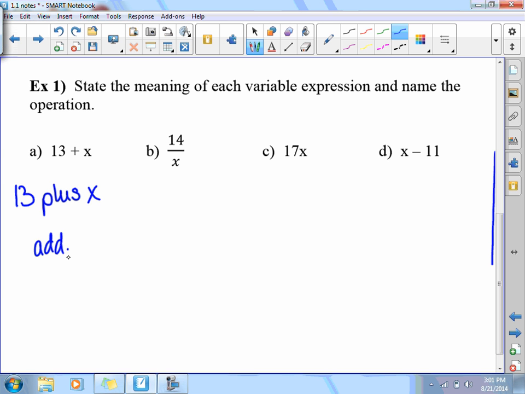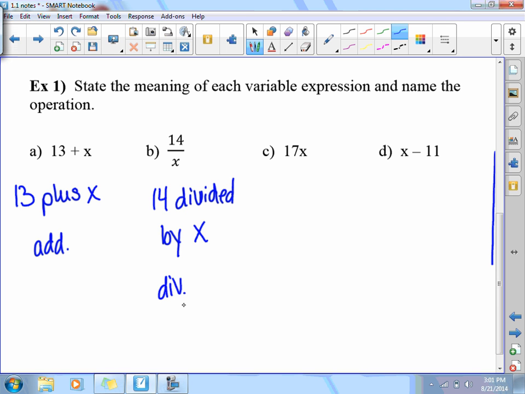Part B has 14 and then the fraction bar or the division symbol and then x. So this means 14 divided by x. And again, x is our variable. We don't know what the value of that variable is yet, but our operation is going to be division.